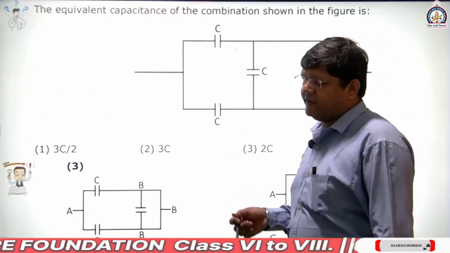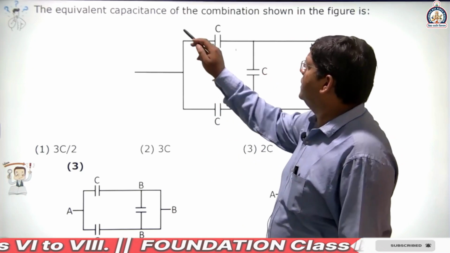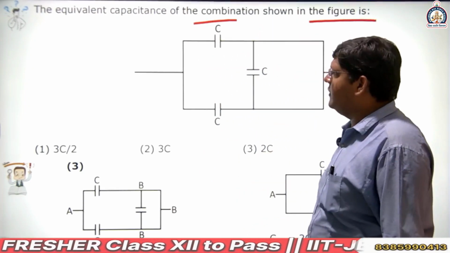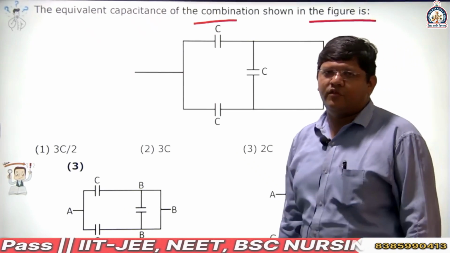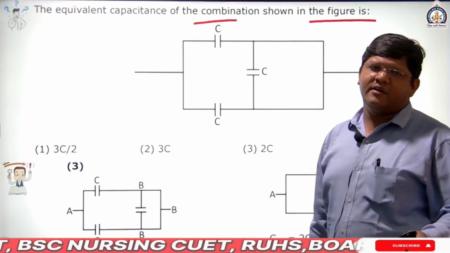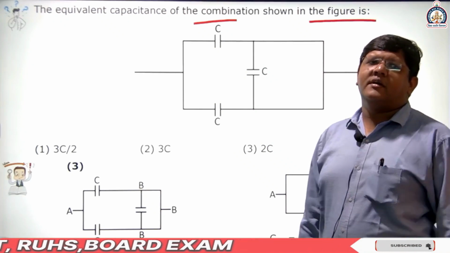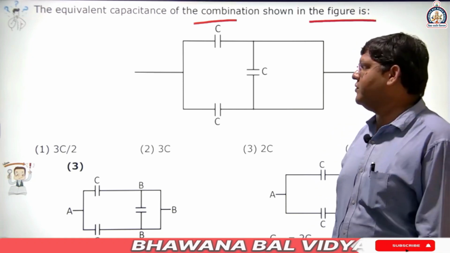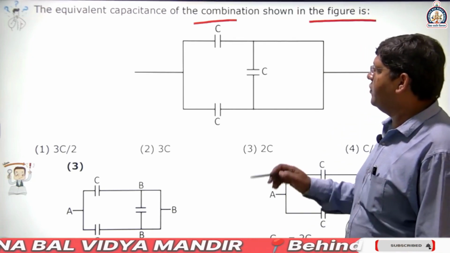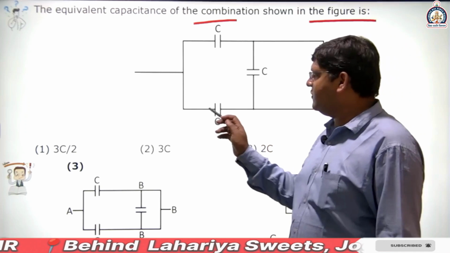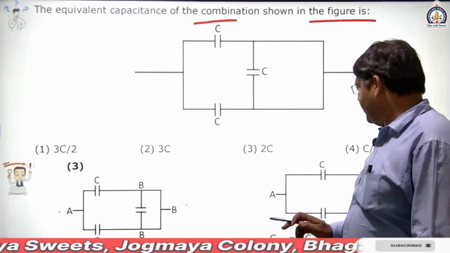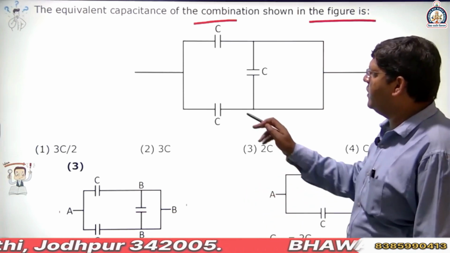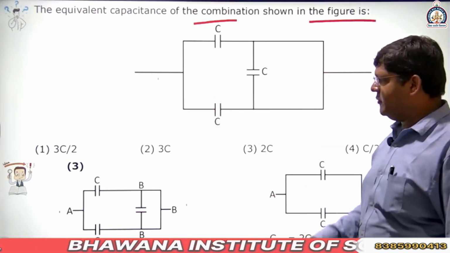Moving to the next part, this is related to capacitance. The question says: the equivalent capacitance of the combination will be? We have to calculate the value of equivalent capacitance. One point should be kept in mind: for capacitance, the rules are opposite to the rules for resistance. Capacitance and resistance obey different rules for series and parallel combinations. Firstly, we have marked the points A and B, and we have to calculate the equivalent capacitance between A and B.